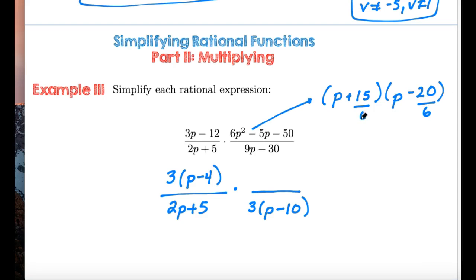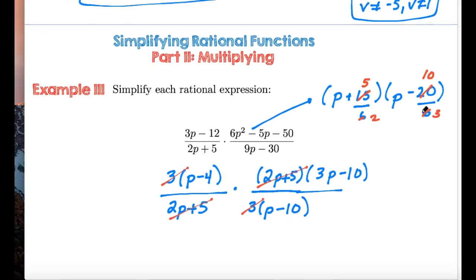So when I simplify this, I know that 3 goes into this twice, 3 goes into 15 5 times, 2 goes into this 3 times, 2 goes into this 10 times. So we get here 2p plus 5 times the quantity 3p minus 10. Now be very careful. 3p minus 10, look, 3 and then p minus 10, that's not the same. But the 2p plus 5, 2p plus 5, this 3 and this 3 are gone, p minus 10. That does not simplify.